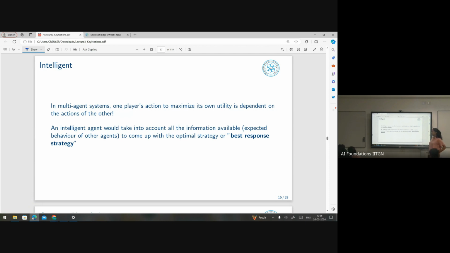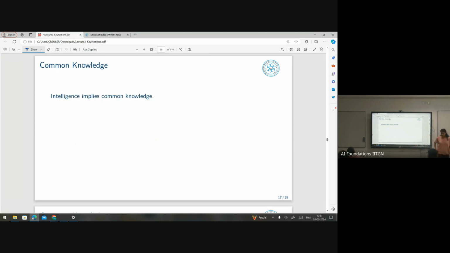So an intelligent agent would take into account all the information available. The expectations, not in the average sense, that he has about the other agents, the best behavior that they have, and then he'll come up with his own optimal strategy, or the best response strategy. So this agent being intelligent also implies common knowledge. So everybody knows. We have upfront told the entire world that when we are modeling, all the agents are rational and intelligent.